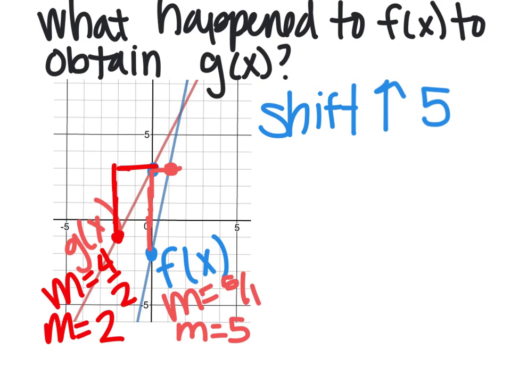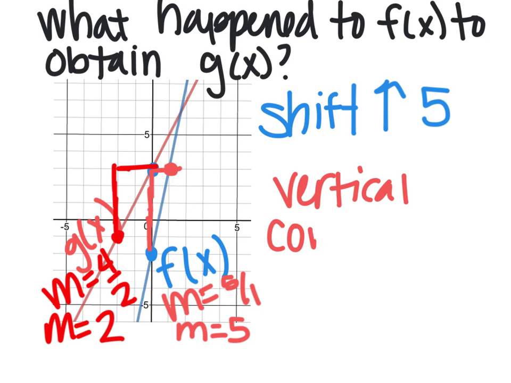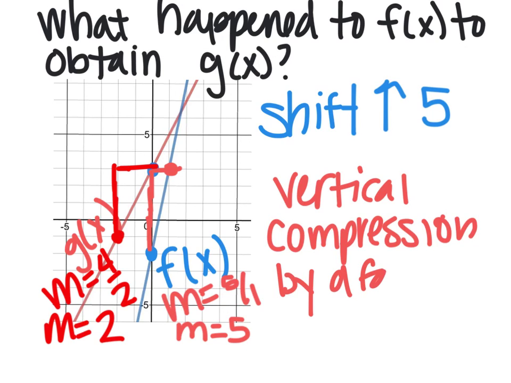The blue was 5, this was the initial. Remember, this is where we started, 5, and we went to 2. Then my line got less steep. It's a vertical compression because it went from 5 to 2. So it's a vertical compression by a factor of, remember to find my factor, I always put the new over the old. My new slope is 2. My old slope is 5. So it'll be a vertical compression by a factor of 2 over 5.